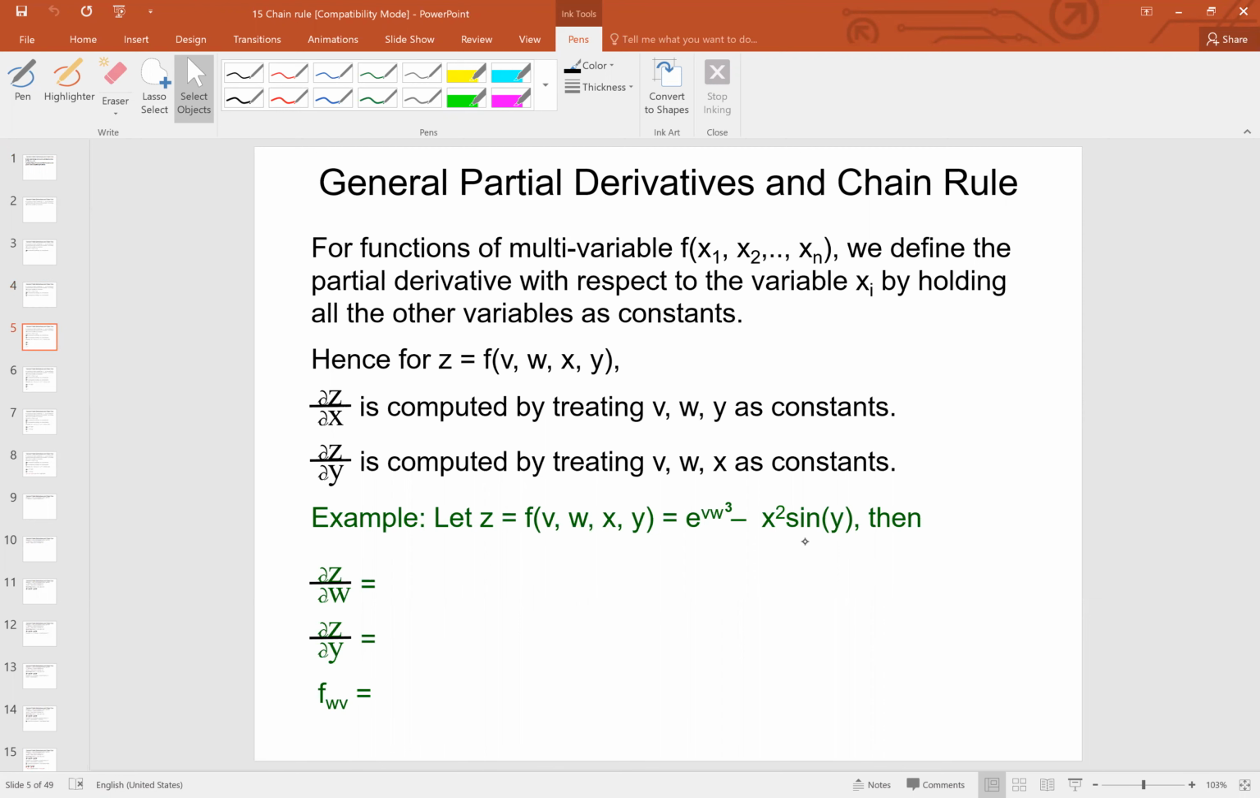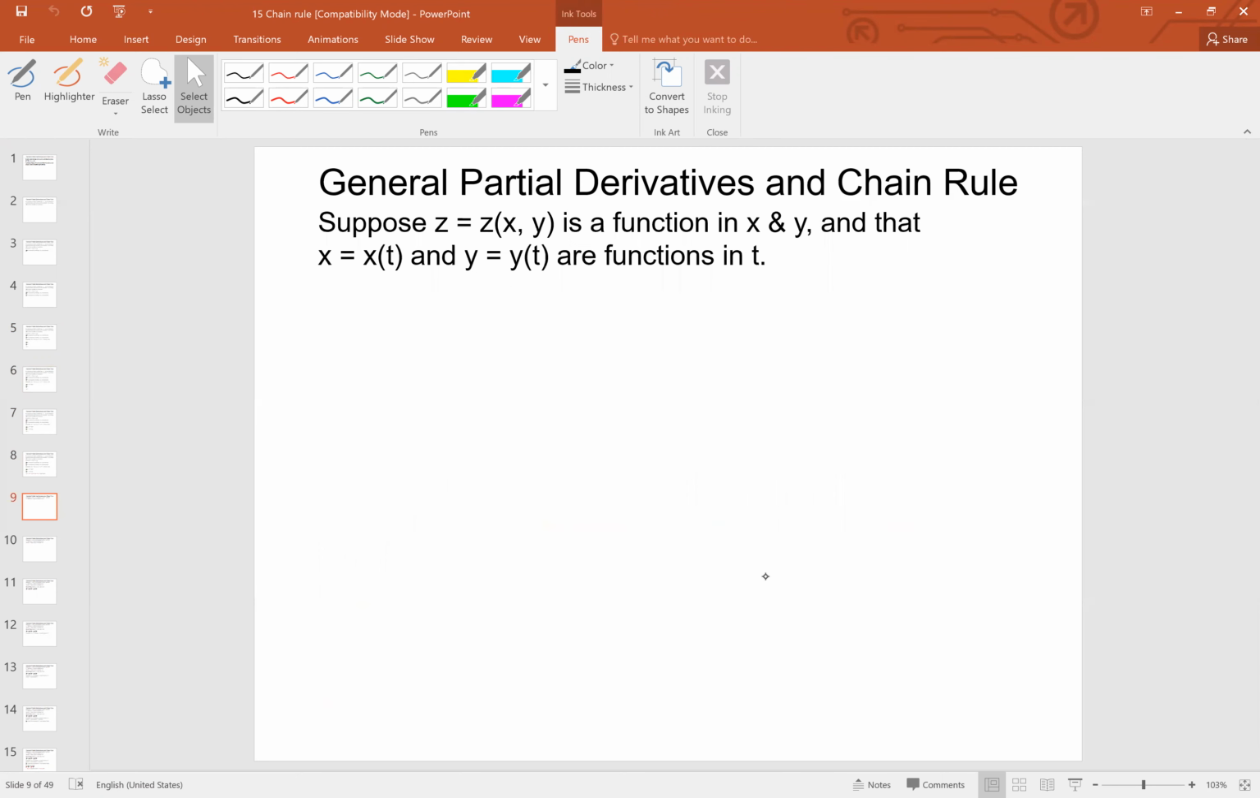Here's an example. Here's a four-variable function in v, w, x, y, with the partial with respect to w. The first term over here is 0 because that's a constant term. The only relevant one is this one, including w. So you can check that this gives us these different partial derivatives.